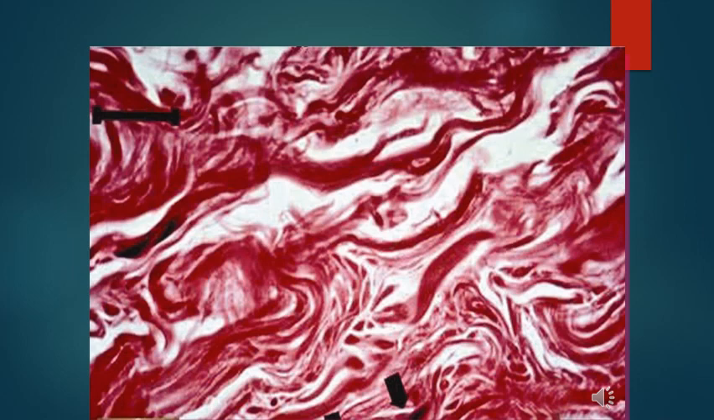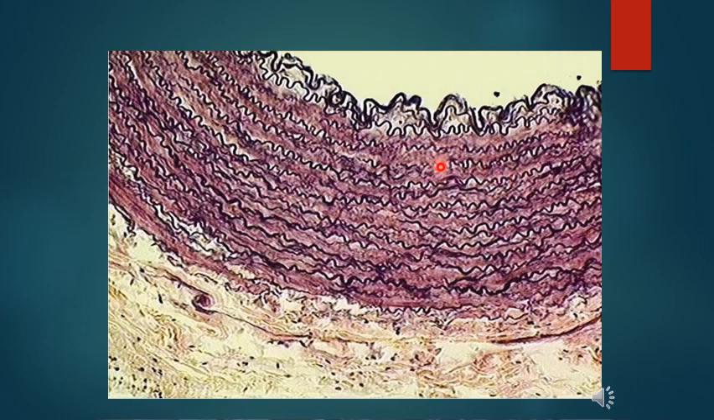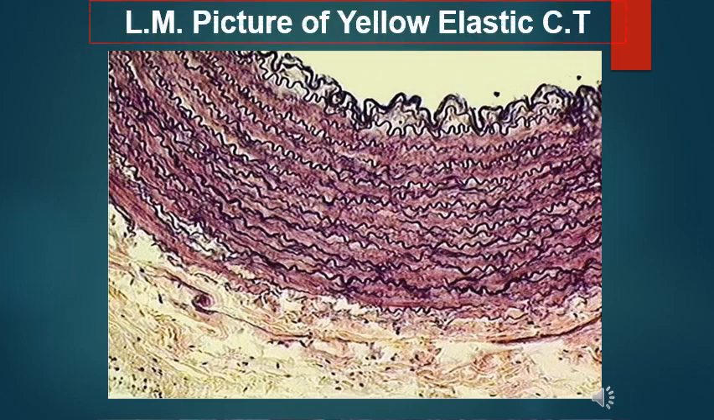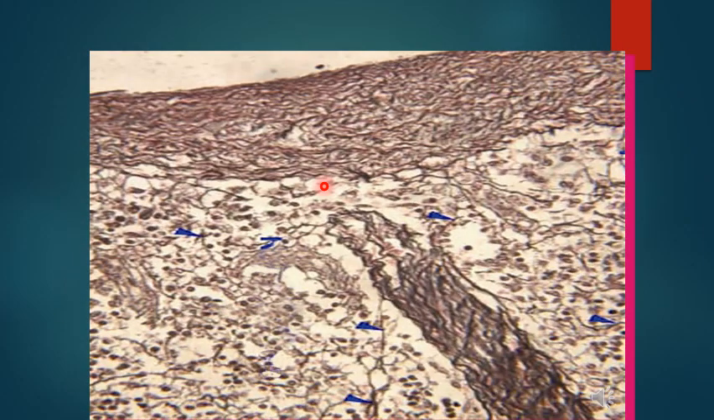This is irregularly arranged collagen fibers. This is yellow elastic connective tissue. Lastly, it is the reticular connective tissue formed of reticular cells and fibers stained by silver.